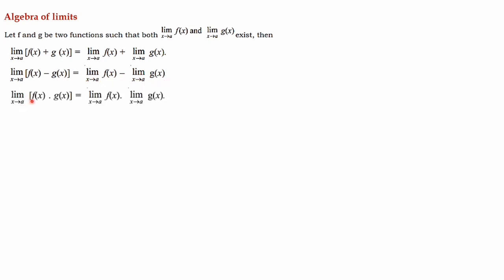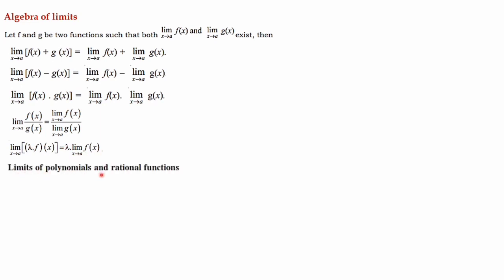The limit as x tends to a of f of x into g of x is equal to the limit of f of x into the limit of g of x. Here also take the limit separately and multiply. Then the limit of f of x by g of x is equal to the limit of f of x divided by the limit of g of x. In division also take the limit separately and divide. The limit of lambda into f of x is equal to lambda into the limit of f of x. Here lambda is a constant. If a constant is there along with the function, then we take the constant outside, then apply the limit as x tends to a of f of x.